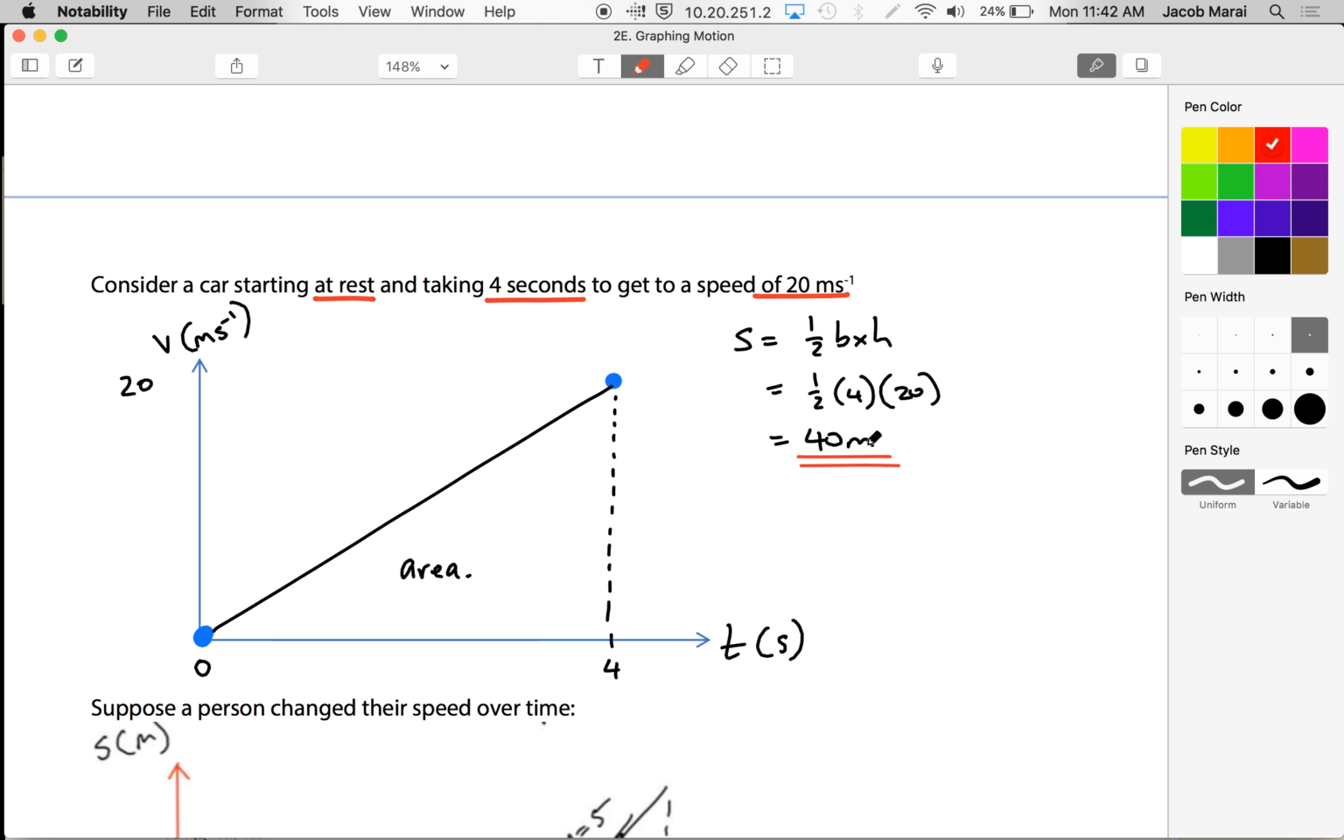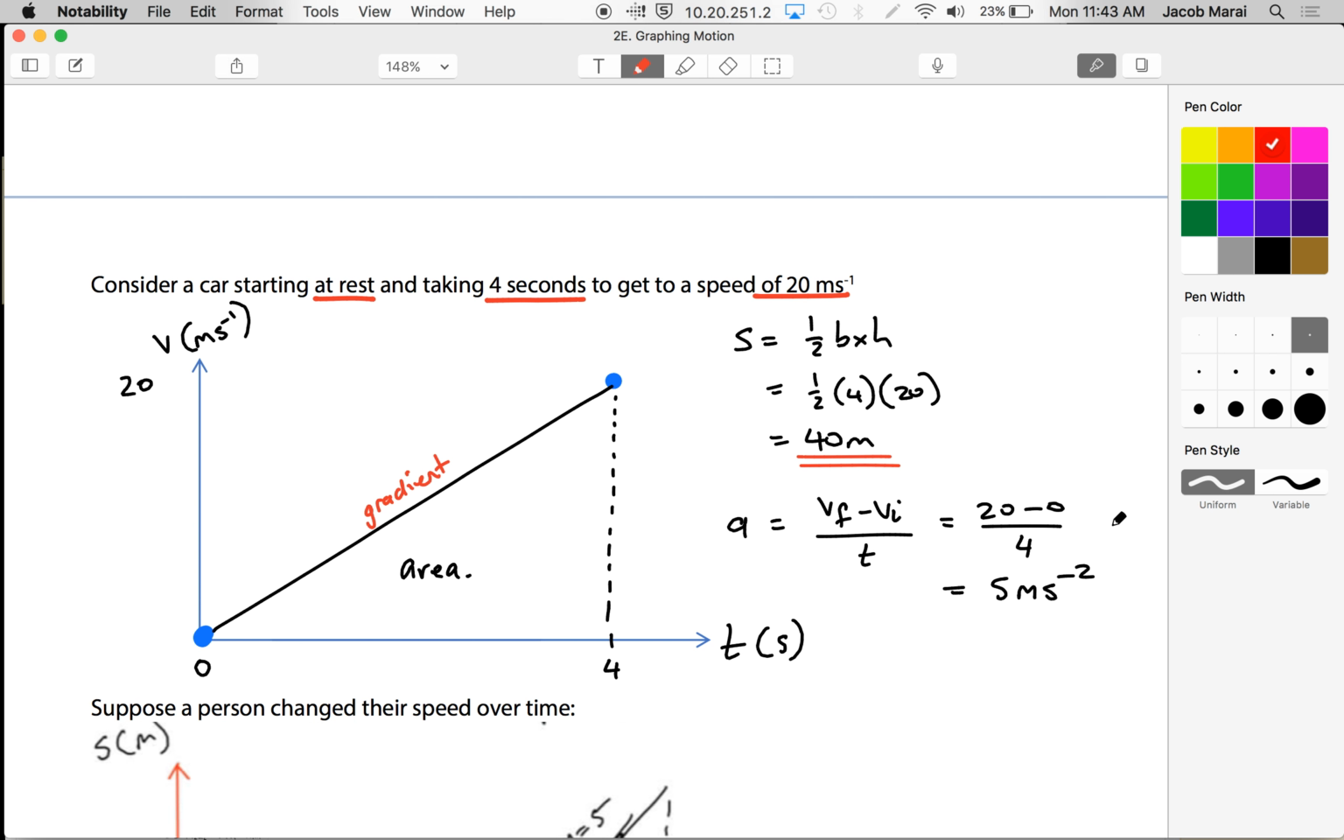So while the car was accelerating, this could just be a car taking off from a set of lights, and in 4 seconds it gets up to about 72 kilometers per hour. Well, it's 20 meters per second. It traveled 40 meters while it was doing that. The next thing, gradient, gives us the acceleration. So we could say A equals 20 take 0 over 4.